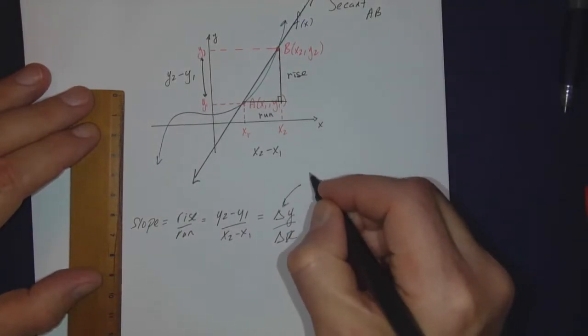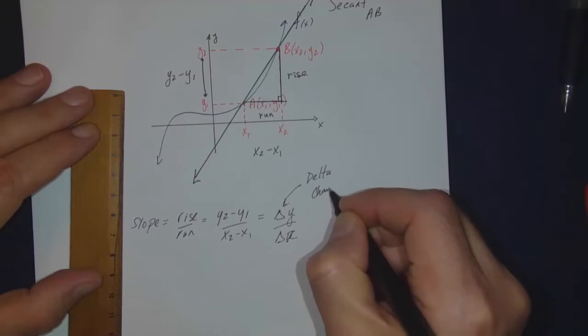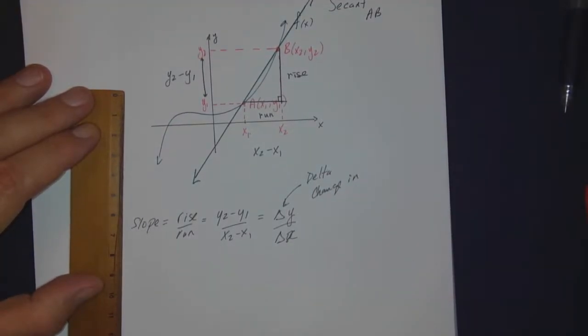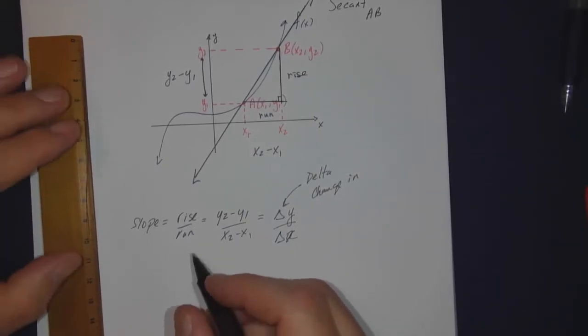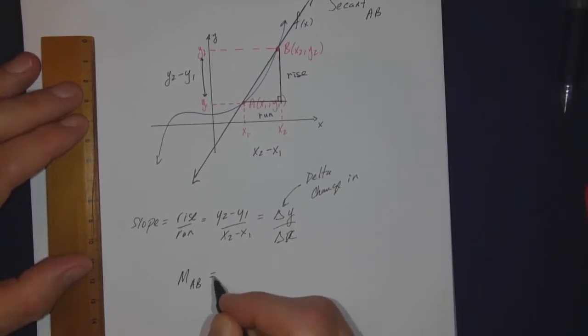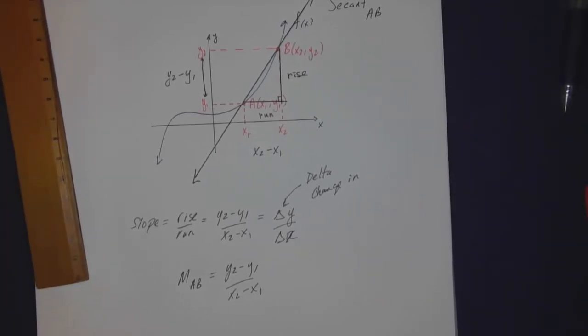And the use of this delta means change. So we're talking about the change in y and the change in x. And so when I talk about the slope of the secant here, slope of the secant AB is going to be equal to y2 minus y1 over x2 minus x1. And there you go. Nothing very exciting about that.